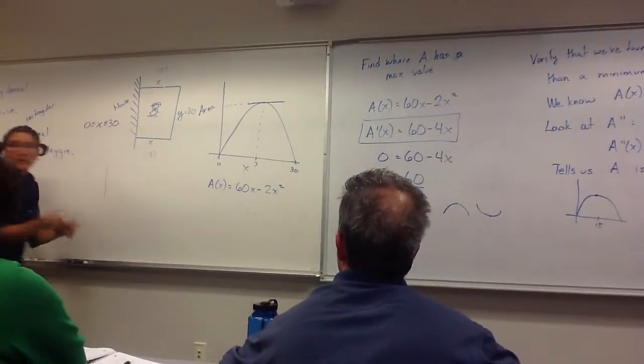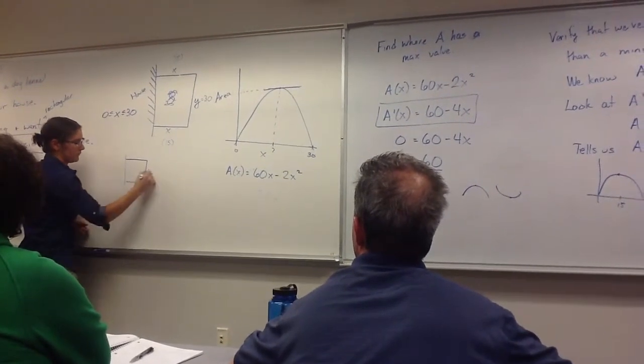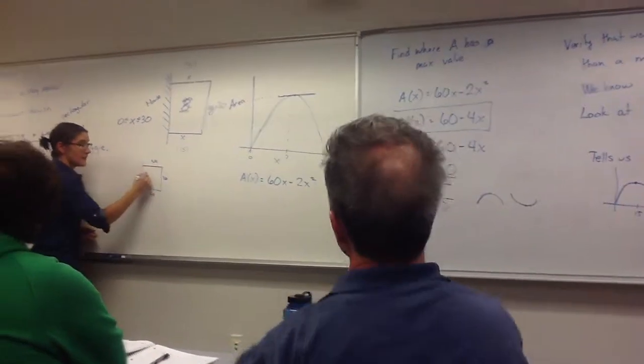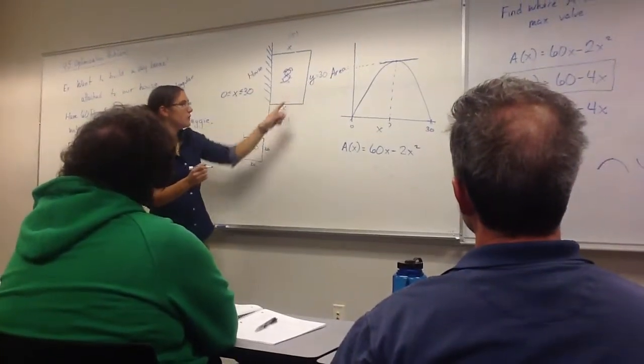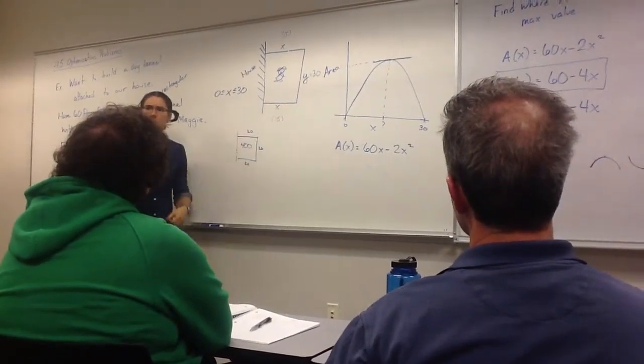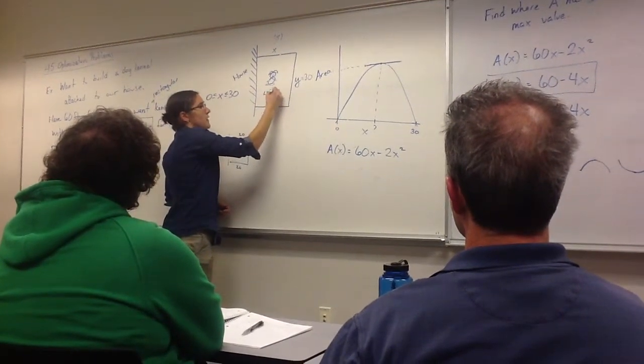Okay, so you're 20 feet by 20 feet by 20 feet. Well, that's going to give me an area of 400 square feet. Up here, if I do 15 times 30, what do you get when you multiply that out? Okay. So that gives us 450 feet.